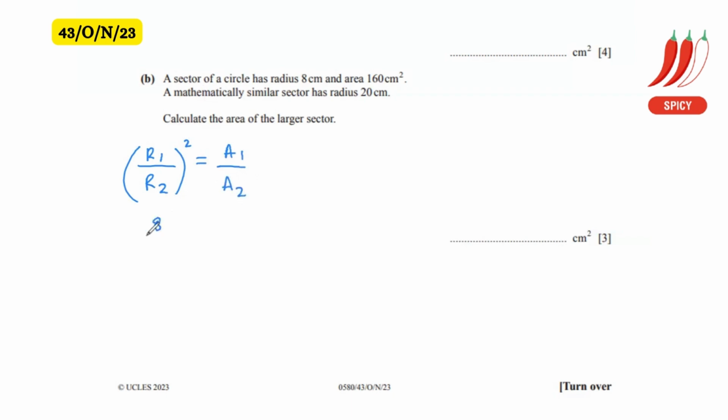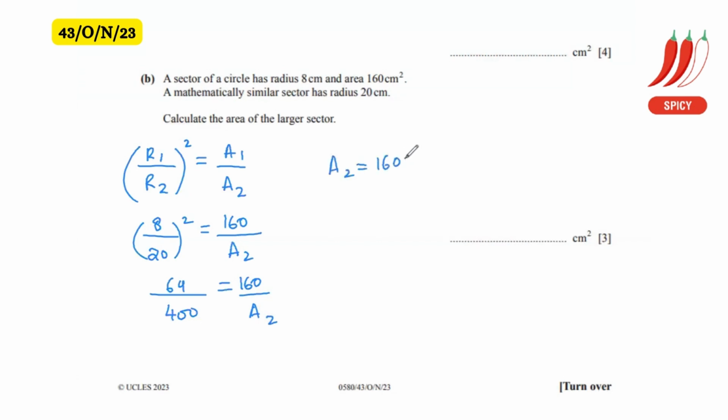So 8/20 squared equals 160/A2, which is the area of the larger sector. So that's 64/400 equals 160 over area. So area would be 160 times 400 divided by 64. And that gives us 1000 centimeters squared. That is the area of the larger sector.